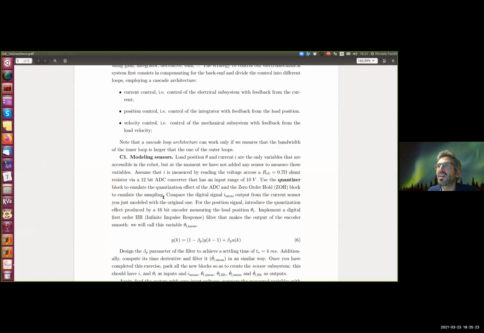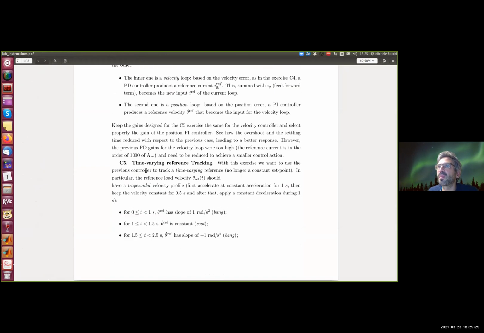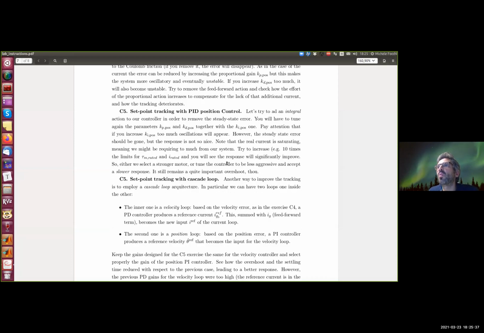Again, let's have a look at the instructions. We are now here, time varying reference tracking. And what, in your opinion, is better to do when you want to go from one point to another in the minimum amount of time, in terms of velocity profile or acceleration? Do you want to start slow and accelerate and decelerate?